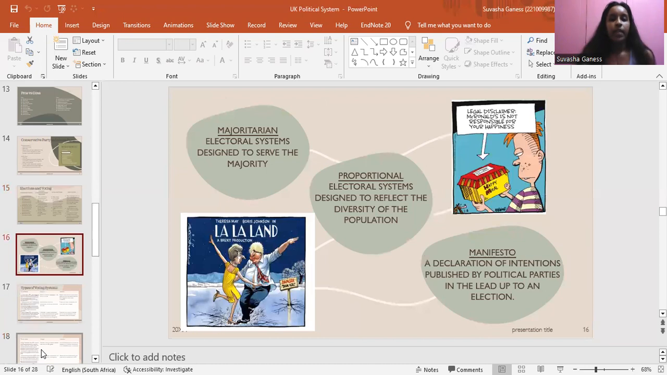Okay, so this is just talking about the different types of systems that we get. So you have your majoritarian, your proportional, and your manifesto, right? Your majoritarian is the electoral system designed to serve the majority, obviously, majoritarian, it's in the word. Then your proportional electoral systems are designed to reflect the diversity of the population, and your manifesto is a declaration of intention published by political parties in the lead up to an election.